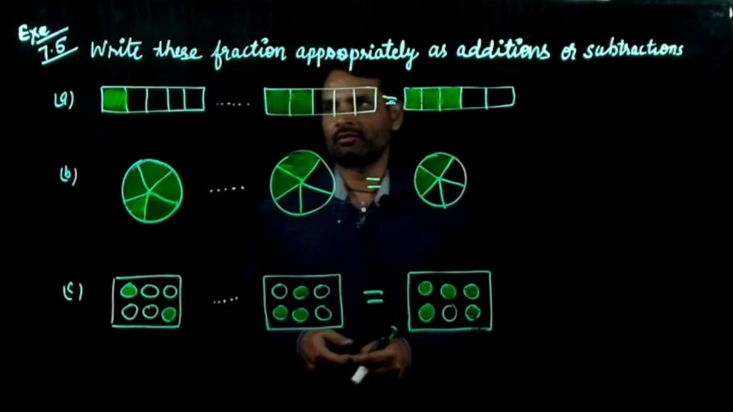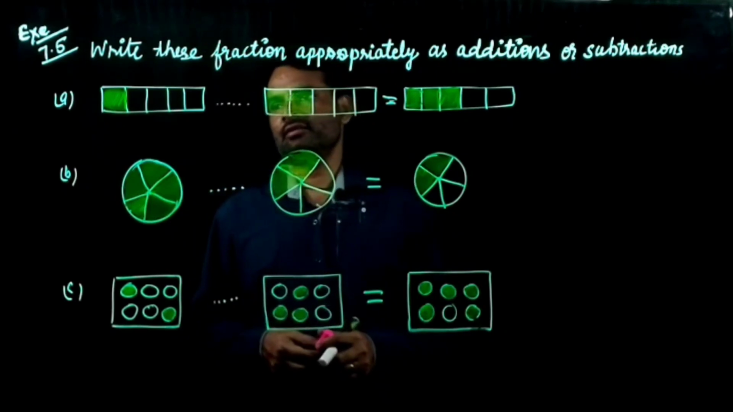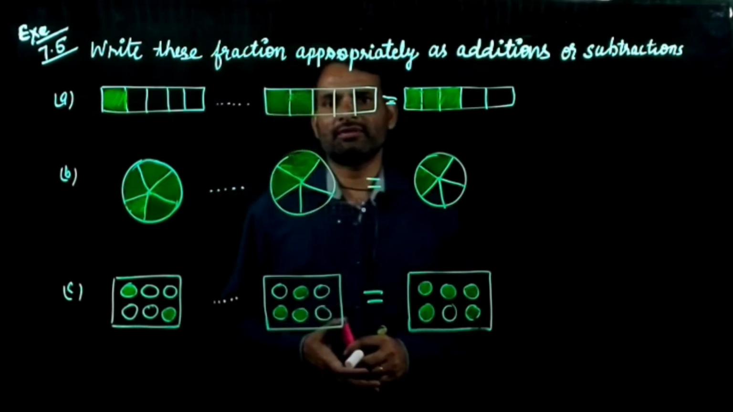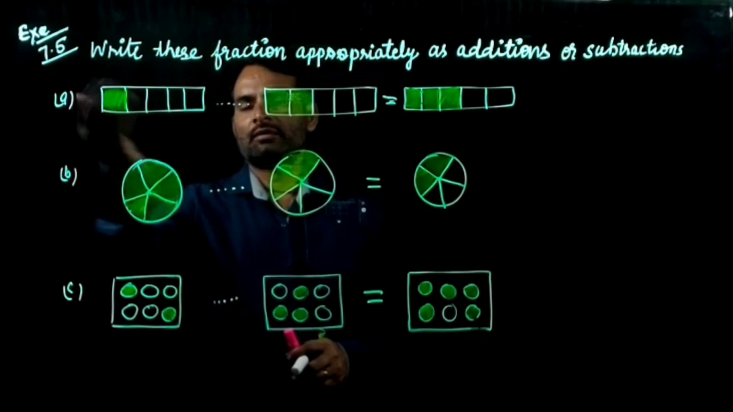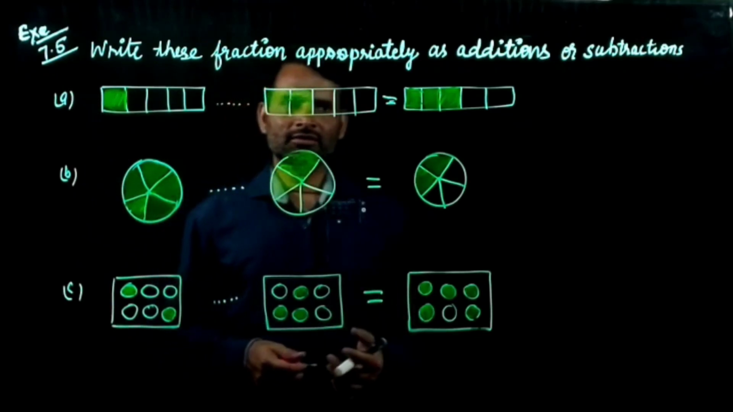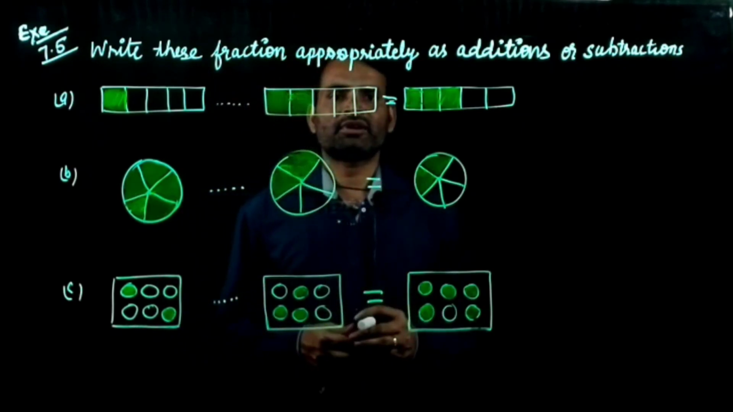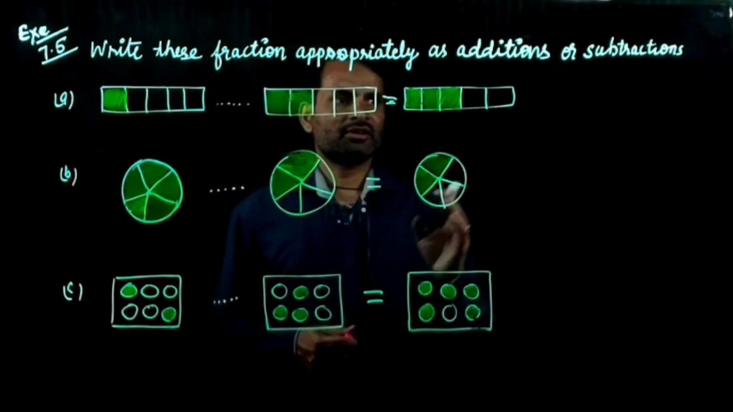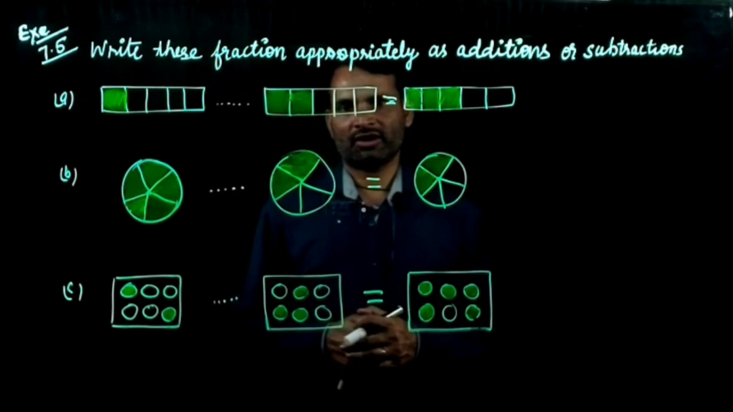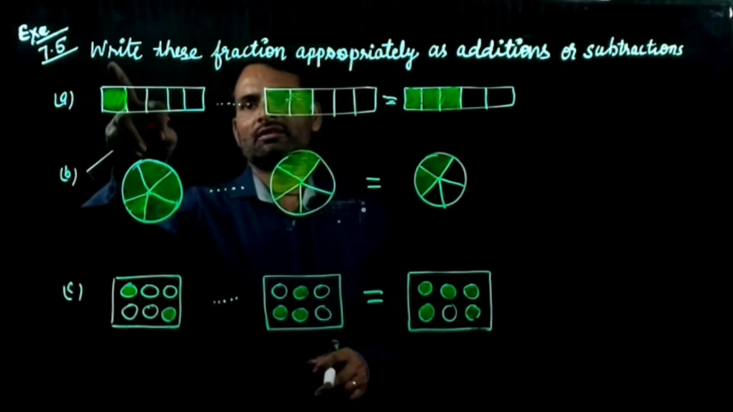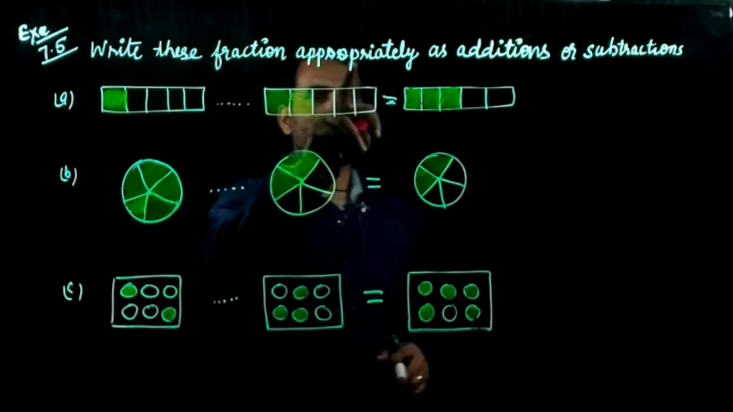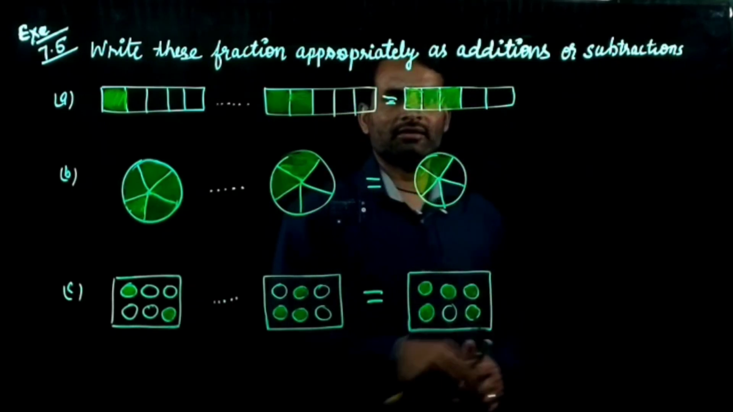Good morning students. After exercise 7.4, today we will start exercise 7.5. In this exercise you have subtraction and addition in a fraction. The first question is: write this fraction approximately as addition and subtraction.